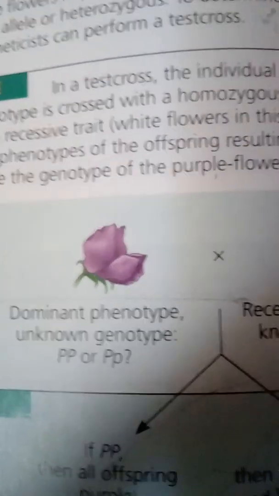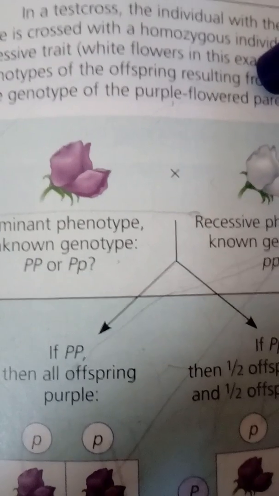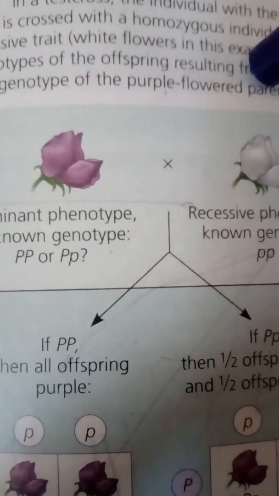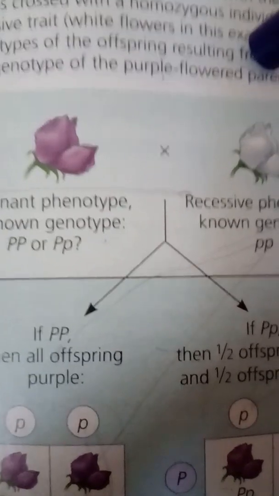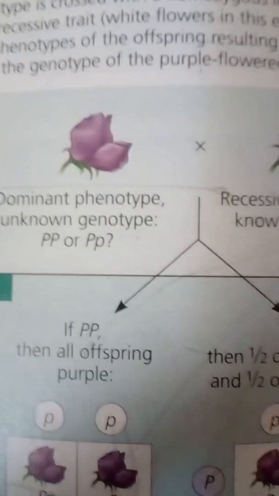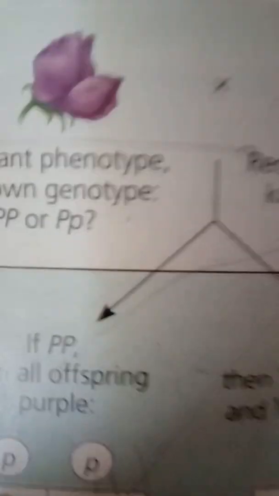The test cross, this is the research method application. An organism that exhibits a dominant trait such as purple flowers in pea plants can be either homozygous for the dominant allele or heterozygous. To determine the organism's genotype, geneticists can perform a test cross technique.